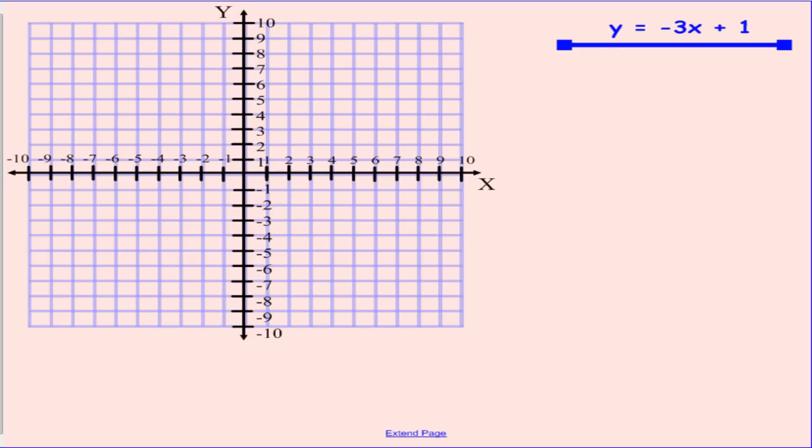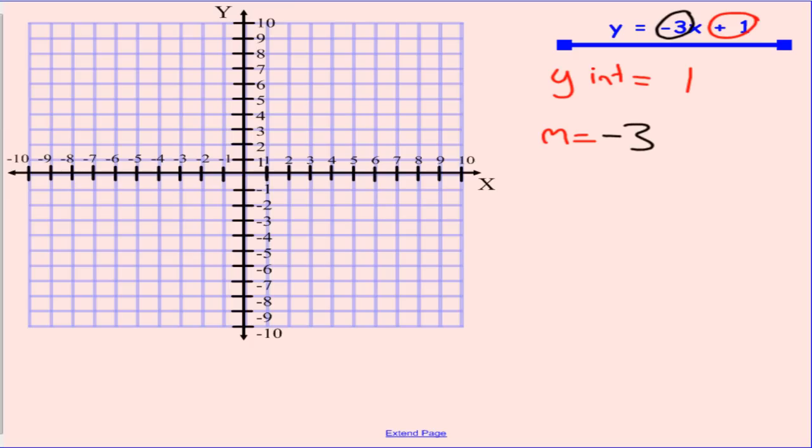So here is our first one, y equals negative 3x plus 1. The first bit of information we can pull out, possibly the easiest, is the y-intercept, and the y-intercept is simply just 1 because it is the plus b by itself. The next bit of information is the gradient, which is the coefficient of x, and the gradient in this case is equal to negative 3.